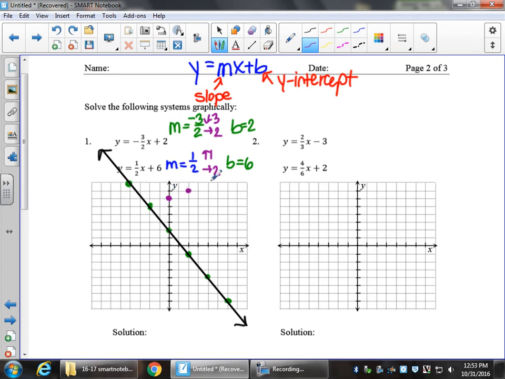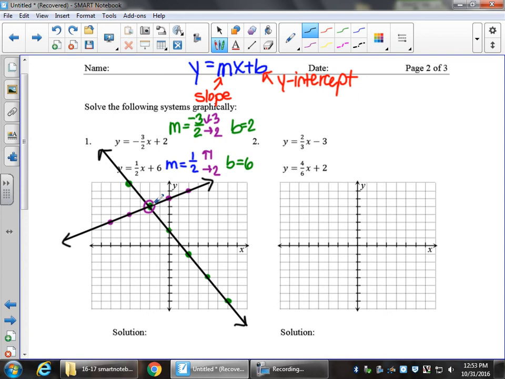Now, I could keep counting this way, but notice I'm looking to intersect with that other line. So it's great I got a point in this direction, but I'm like, man, I want to go the other way. So I go back to my intercept, and I count down 1, left 2. Bam. There's my point of intersection. Let's get 1 or 2 more points. From here, down 1, left 2. Down 1, left 2. Take my straight edge. Nice, neat line. Arrows on both ends to indicate that this is a line.